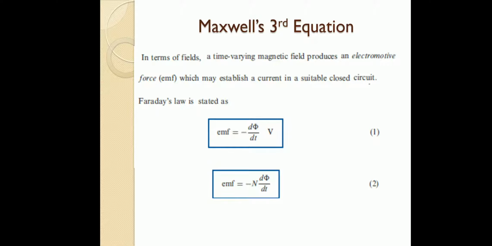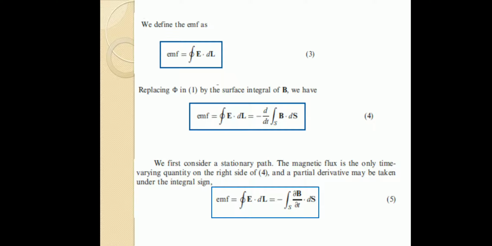According to Faraday's law, the EMF is equal to minus d phi by dt. The negative sign means that it will oppose the cause of the current flow. That's why we have the negative sign, and that law is Lenz's law. If you have n turns, then we can represent this EMF as minus n d phi by dt. We can also define the EMF as the line integral of E dot dl.